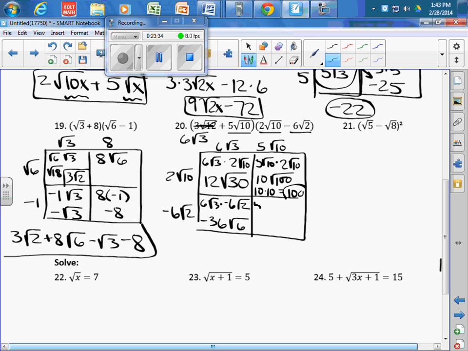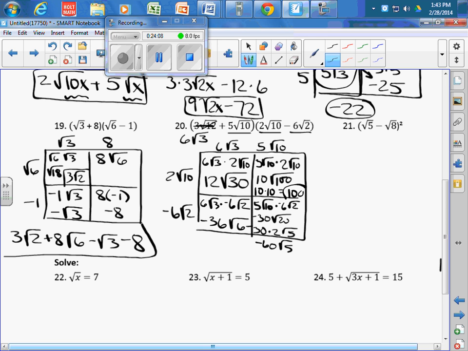Bottom right, 5 radical 10 times negative 6 radical 2. 5 times negative 6 is negative 30. 10 times 2 is 20, radical 20, but that radical 20 can be simplified. Negative 30 times, what's radical 20? 2 radical 5. So negative 30 times 2 is negative 60 radical 5.